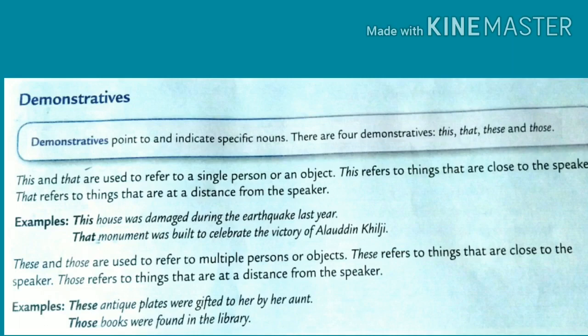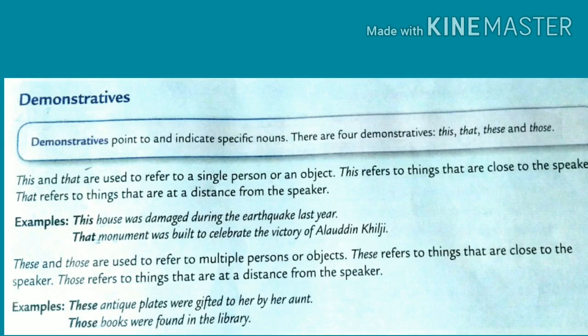These and those are used to refer to multiple persons or objects, more than one. This and that are used to refer to a single person or an object. This is the singular form; these is the plural form. These refers to things that are close to the speaker. If we want to mention the closest persons or things, very near to them, but in plural, we have to use the demonstrative these. If we want to refer to things that are distant from the speaker, we can use those for plural forms.